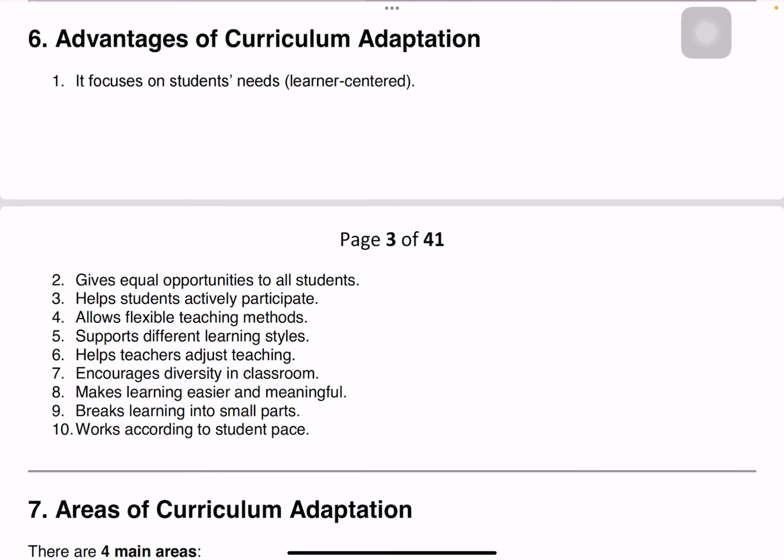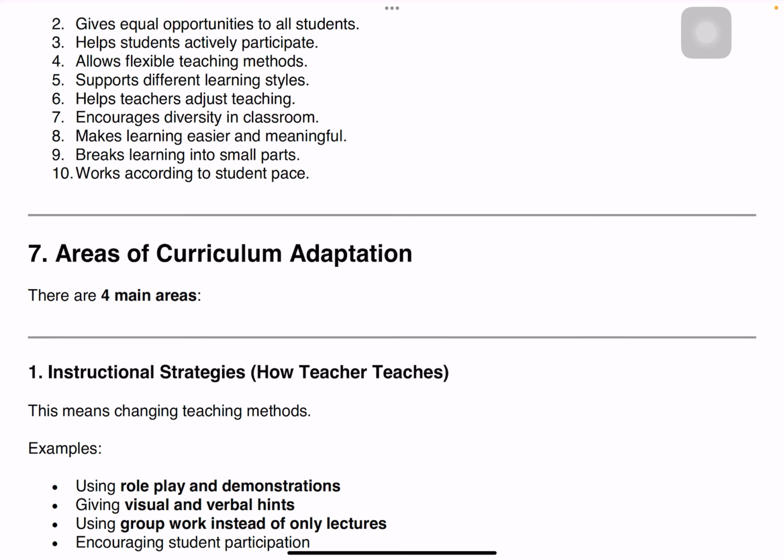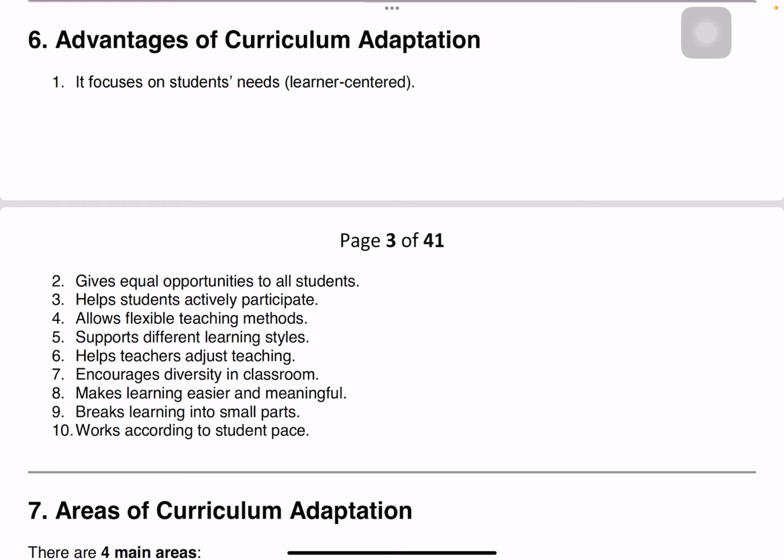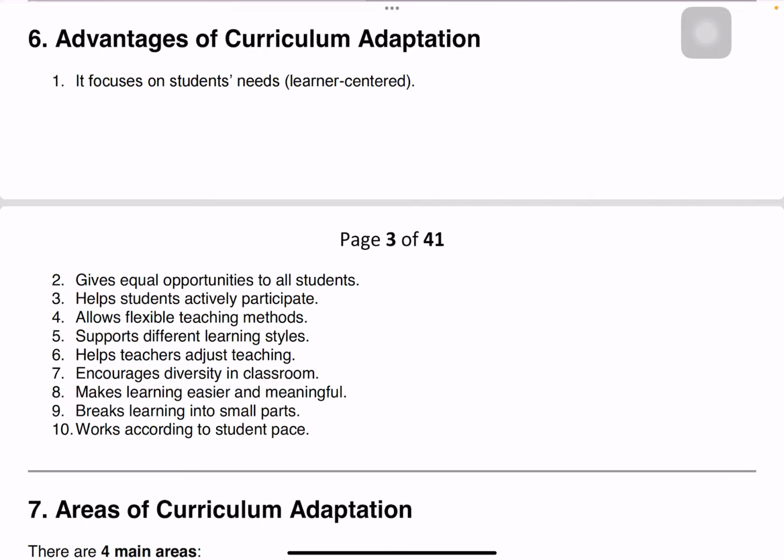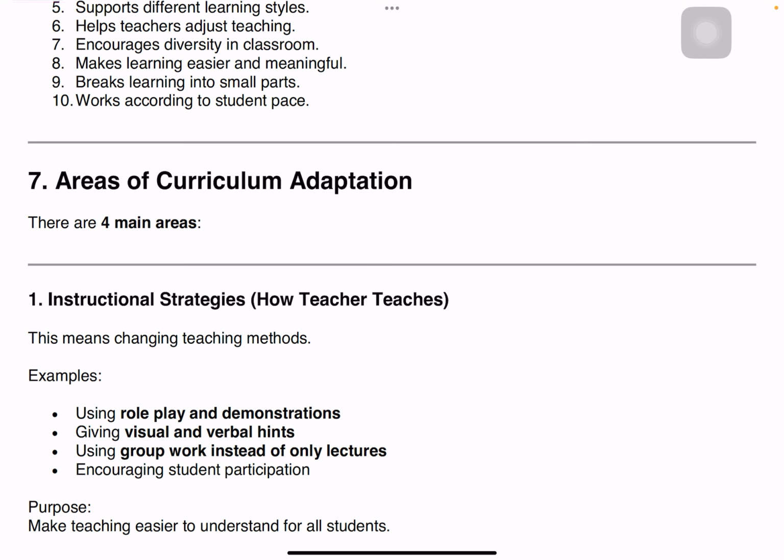Advantages of curriculum adaptation: it focuses on student needs, is learner centered, gives equal opportunities to all students, helps students actively participate, allows flexible teaching methods, supports different learning styles, helps teachers adjust teaching, encourages diversity in the classroom, makes learning easier and meaningful, breaks learning into small parts, and works according to student pace.